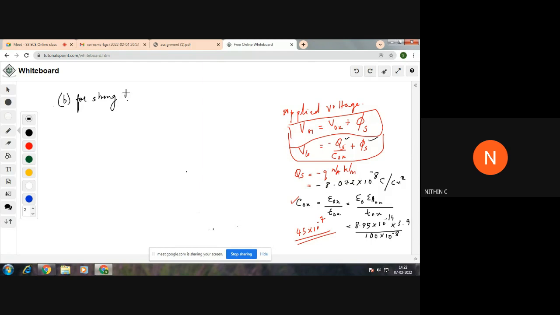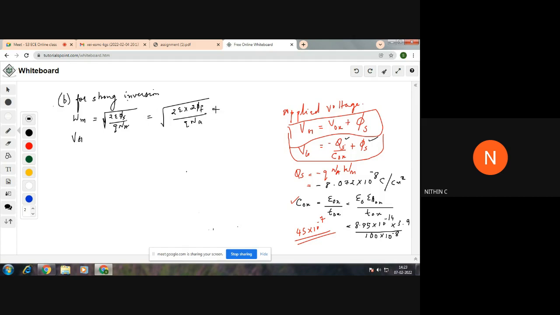Second case you have for strong inversion. For strong inversion, you need to find the value of Wm and Vg. For Wm, you have the expression 2 epsilon phi s by QNA. What will be the value of phi s here? In the strong inversion case, what will be the value of phi s? Two phi f. So you need to substitute that over here: 2 epsilon into 2 phi f divided by QNA.